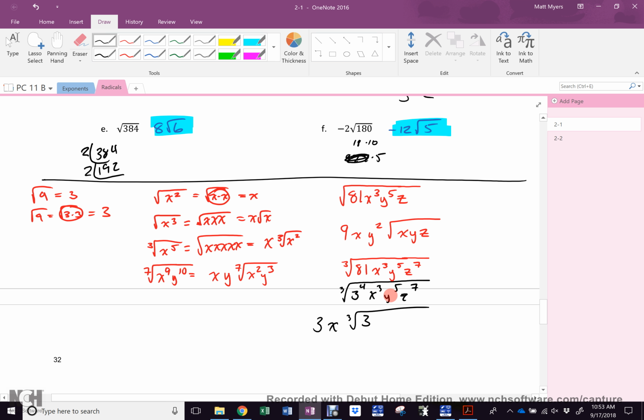Can I get out the y's? How many? 1. Any y's left under there? Y squared. Can I get out the z's? How many? 2. Z squared. Any z's left under there? 1. 7. I can take out 2 groups and I leave 1. Can everybody do this with numbers? Yes. Can everybody do this with variables? Yes. Can everybody do this with numbers and variables?